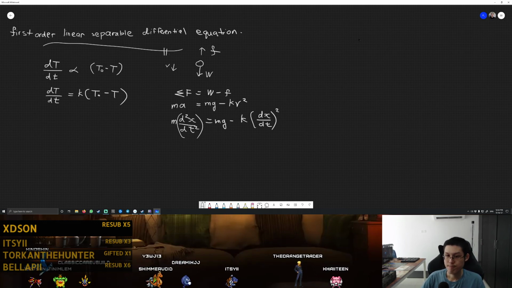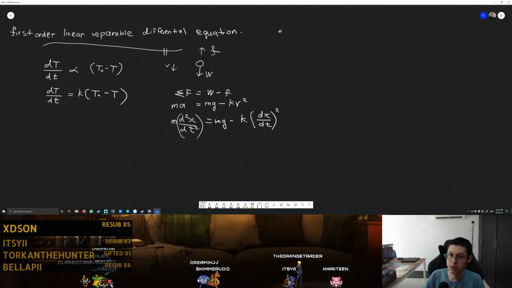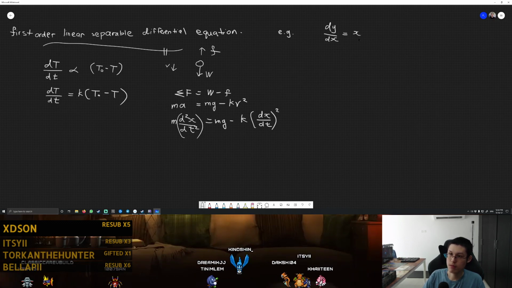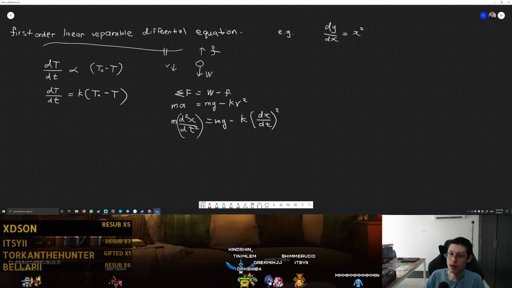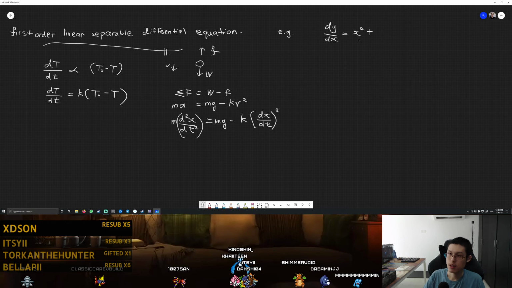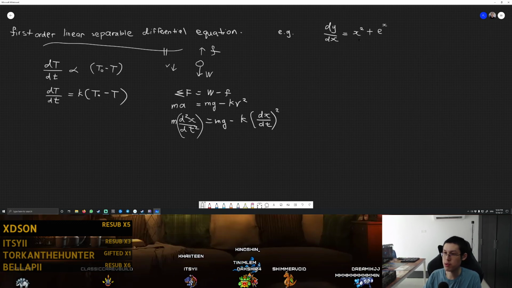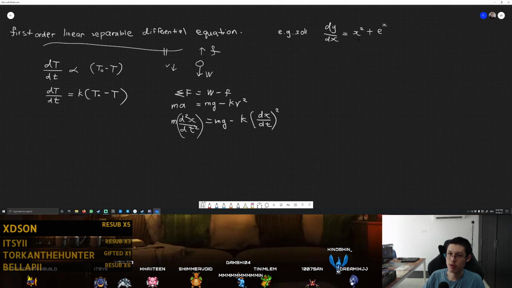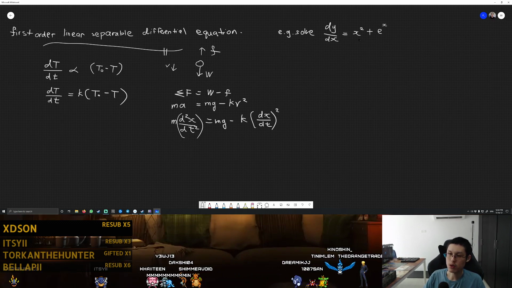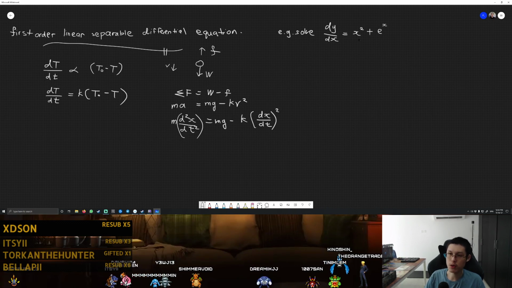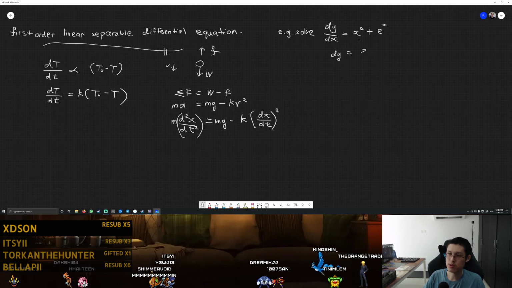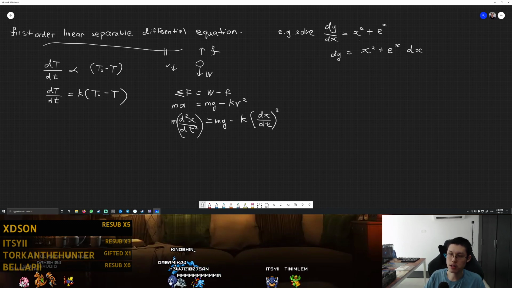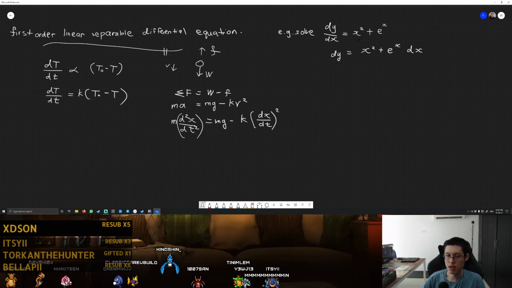Let's do an example of a differential equation. Let's say you have dy/dx equals x squared plus e to the power of x. This is a very simple differential equation. So how do you solve it? What you want to do is put all the x's on one side and all the y's on the other side. So you can split the dy/dx into something like this. I've just multiplied both sides by dx. At this point you might be wondering, hang on a second, is that even legal? Can we even do that?